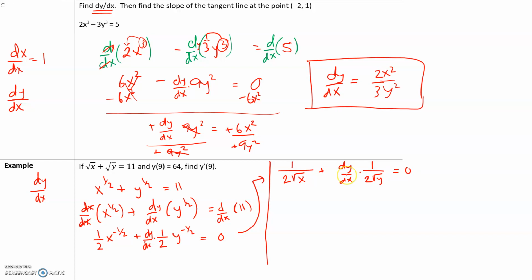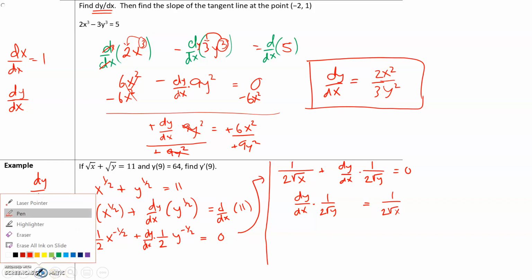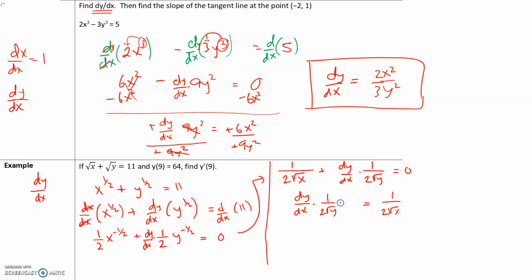We want to get all terms of dy/dx on one side, which we have. So now we move the 1 over 2 radical x to the other side. So we get dy/dx times 1 over 2 radical y equal to 1 over 2 radical x. Now normally we would divide by this term to get dy/dx by itself, but we can't divide by a fraction. So instead, we multiply by the reciprocal of the fraction, which is 2 radical y over 1.